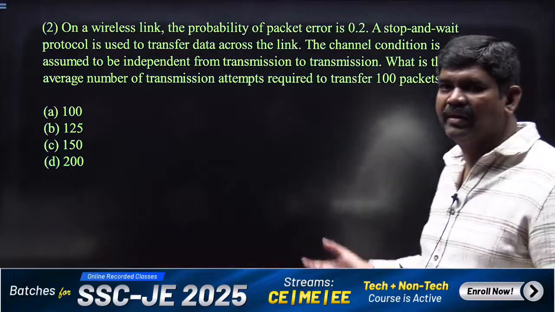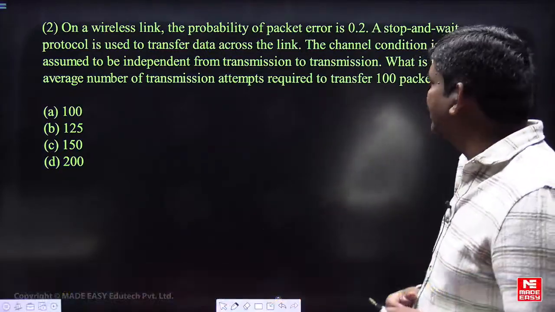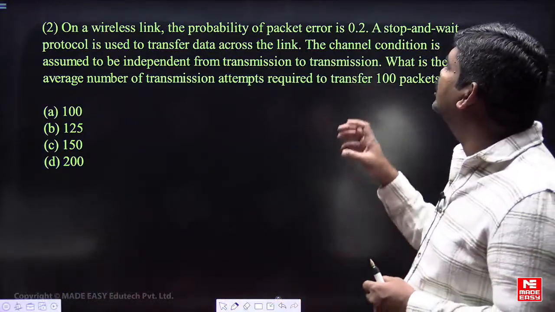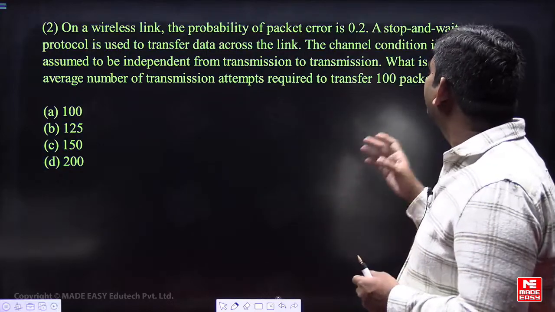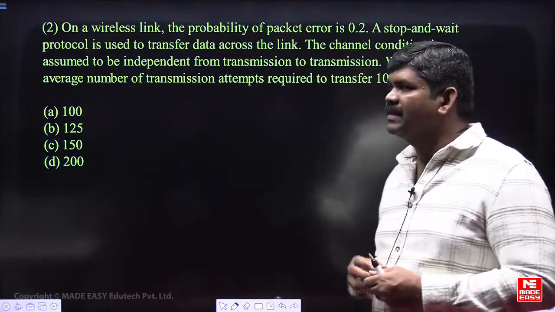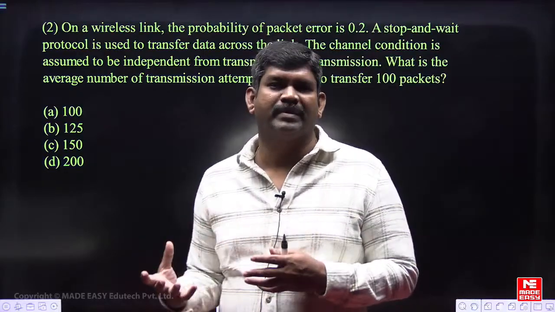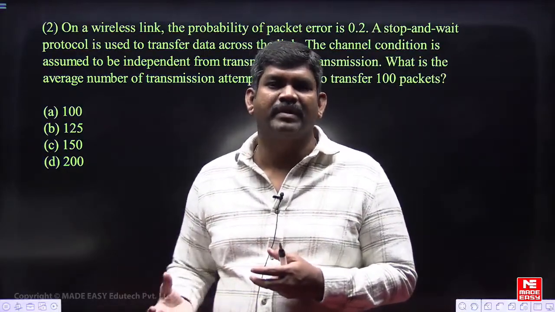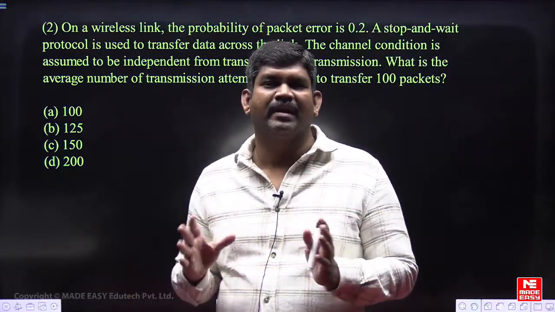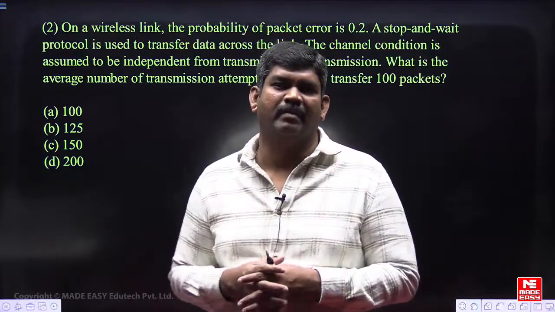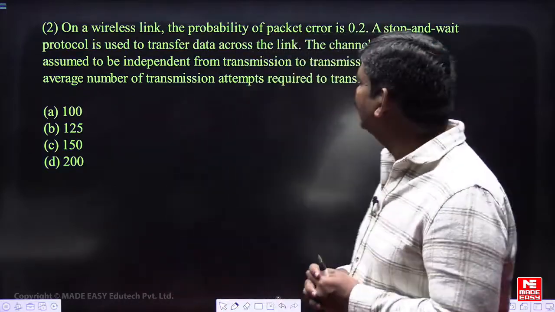Yeah, if you want further, you can read and analyze this question. See, the channel condition is assumed to be independent from transmission to transmission. So the basic idea is, from transmission to transmission the power capacities are changing, the signal amplitudes might be changing. So they are telling that these are independent parameters. That is the meaning of this question.